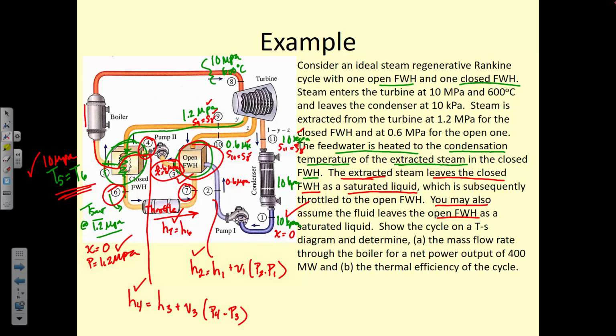Okay, so how do we find the mass flow rate through the boiler for a net power output of 400 megawatts? So work net out is going to be equal to the work of the turbine minus work of pump 1 and work of pump 2. And that's equal to, if we do it in the rate form, 400 megawatts. We have to figure out what that mass flow rate will be that will allow us to have a net work output of 400 megawatts.